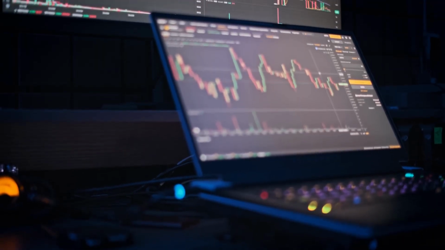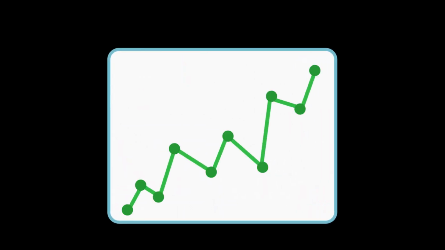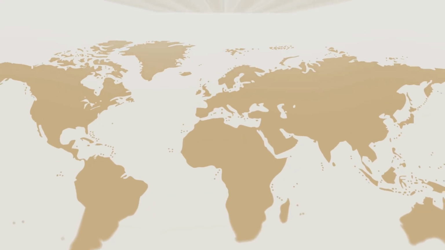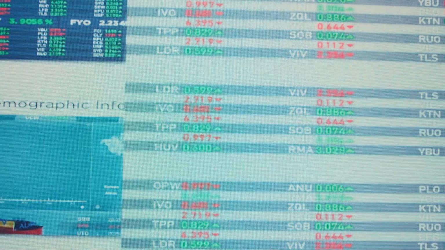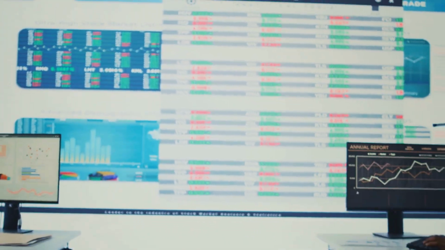Ehlers tools help you identify if the market is trending or cycling. Use trend-following strategies in trends, oscillator strategies in cycles. The indicators themselves tell you which mode the market is in.